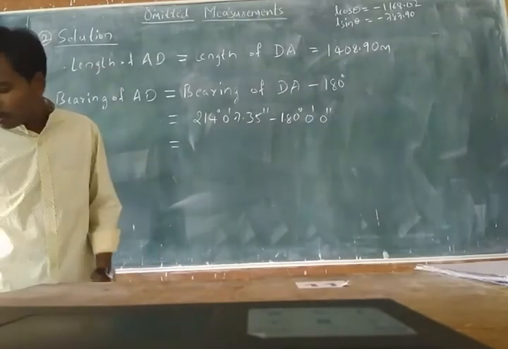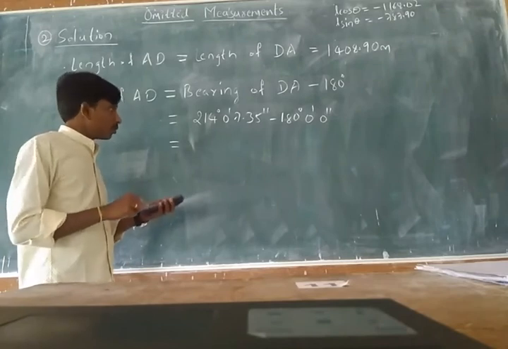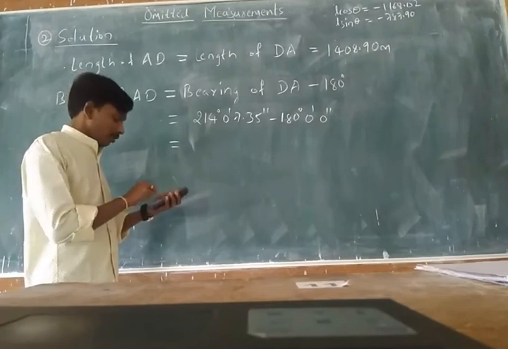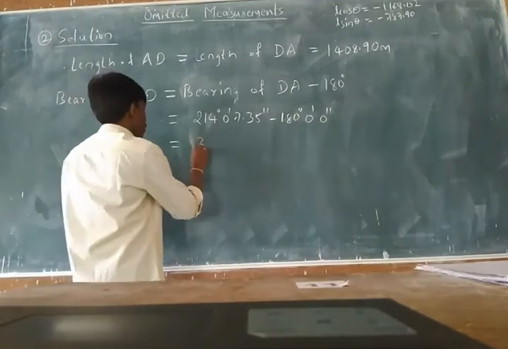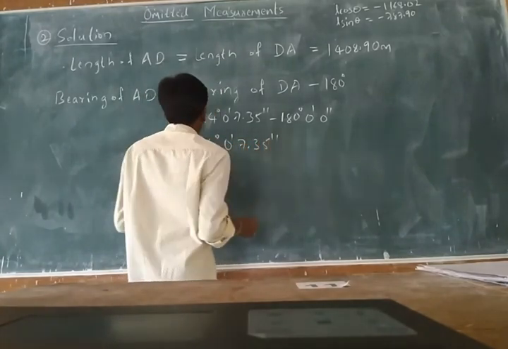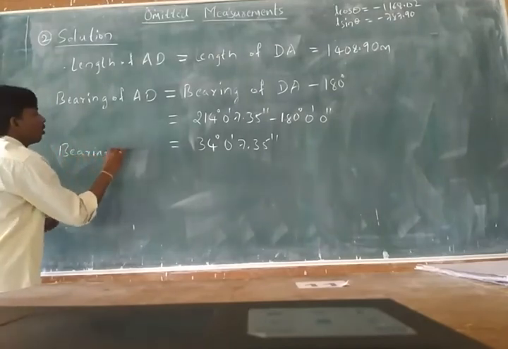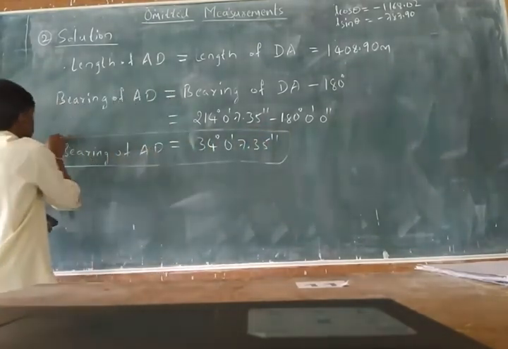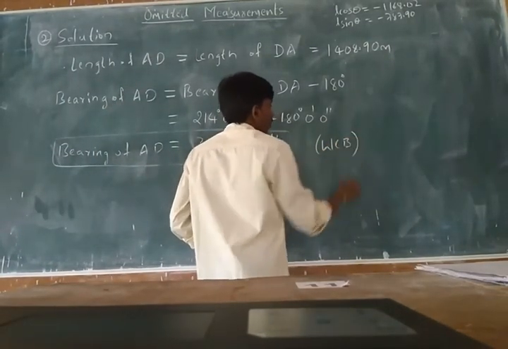So we'll calculate 214 degrees 0 minutes 7.35 seconds minus 180 degrees. This will give the value 34 degrees 0 minutes 7.35 seconds. Now this is the bearing of AD, and the obtained value is in the whole circle bearing system. So this is the WCB.